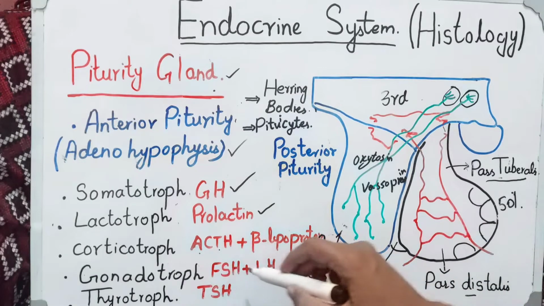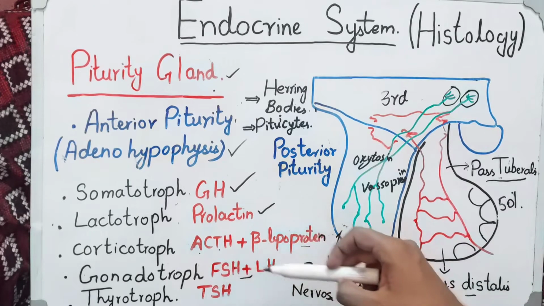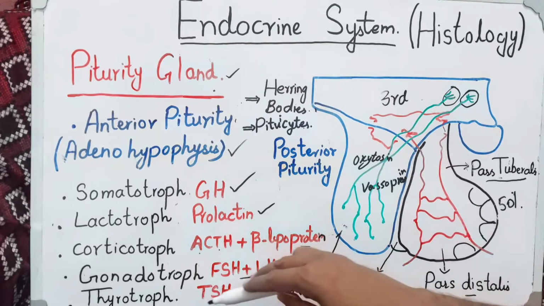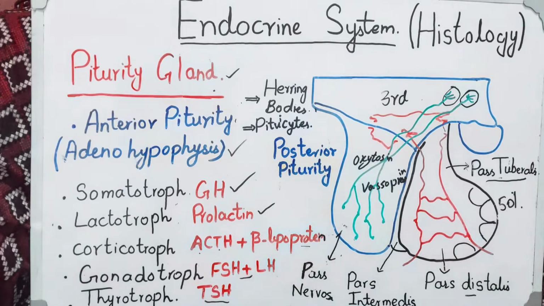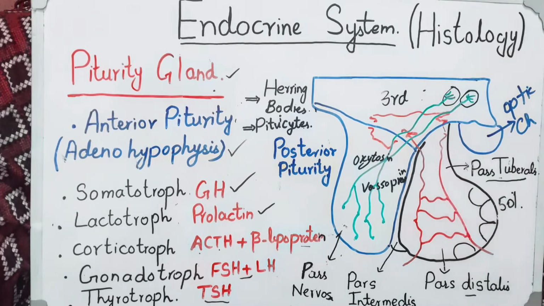Number four are the gonadotrophs. These mainly consist of two types: follicle stimulating hormone and luteinizing hormone. Number five, the most important, is the thyrotroph, which releases thyroid stimulating hormone. These five types of cells are present in the anterior pituitary. This is the anterior pituitary. Here, this part is the optic chiasma. And this part is the infundibulum, a stalk-like structure that connects the hypothalamus with the pituitary gland. These blood vessels mainly connect the hypothalamus with the pituitary gland. That is all about the anterior pituitary.